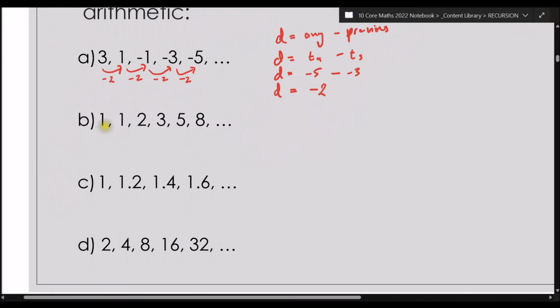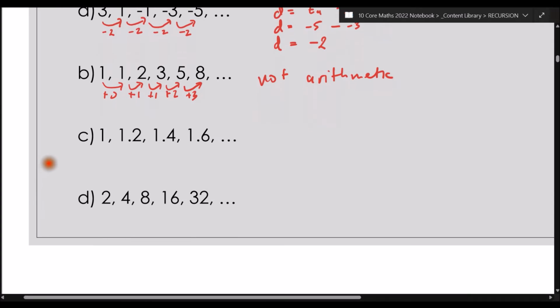Let's look at this one. 1 to 1, okay, it stayed the same. 1 to 2 went up by 1. So what's happened here? It's +0, +1, +1, then 3 to 5 is going to be +2, and then that's +3. Obviously the common differences aren't the same, so it's not an arithmetic sequence.